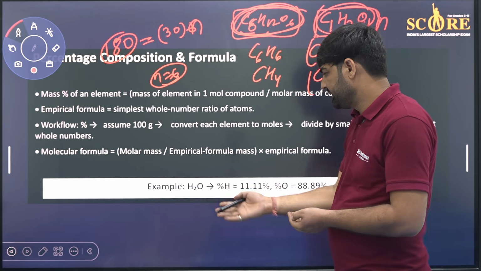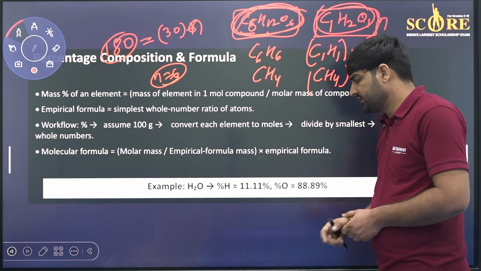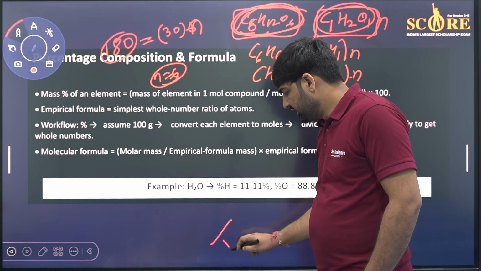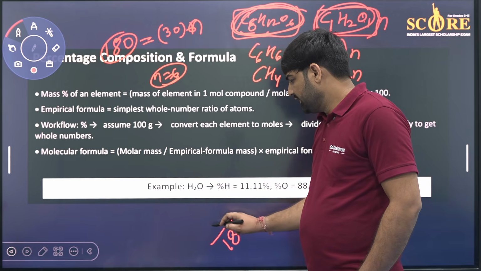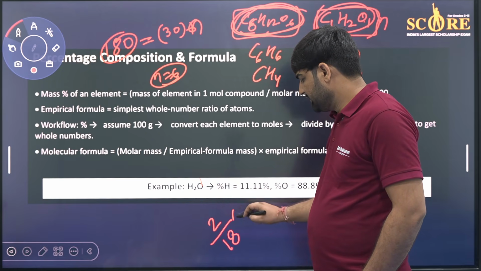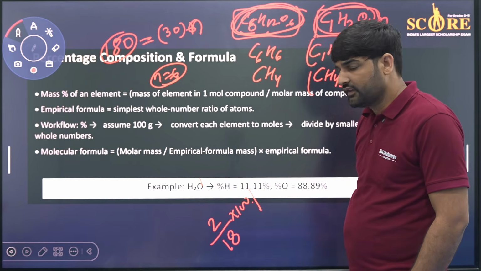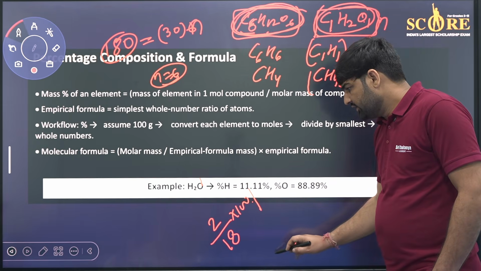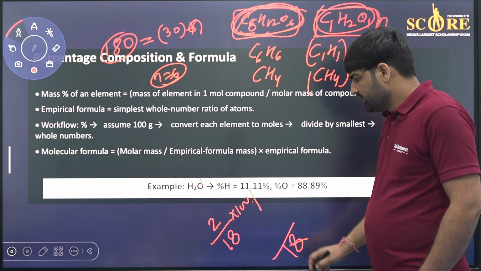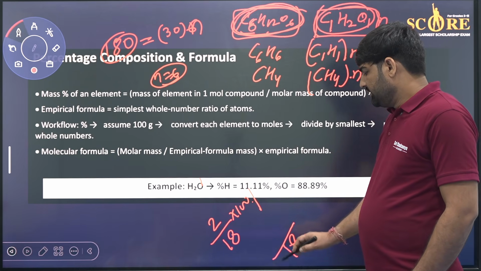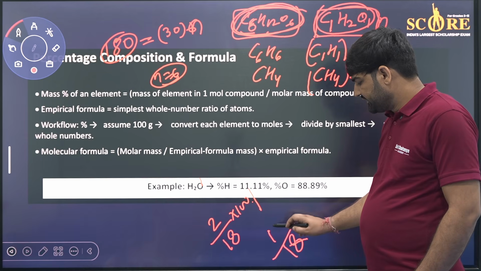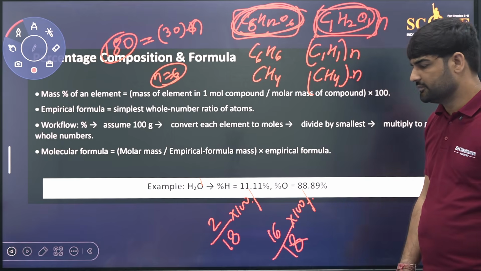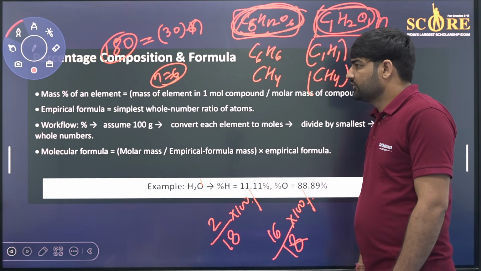Before this, there is a simple example of H2O. What is the percentage of hydrogen in H2O? The total weight of H2O is 18 gram and the weight of the hydrogen is this, multiplied by 100, this is the percentage of hydrogen. And if you want to calculate for oxygen, then you write 18, this is the molar mass, and above you write 16, multiplied by 100. This is the percentage of oxygen.